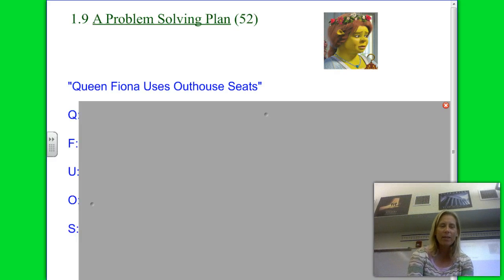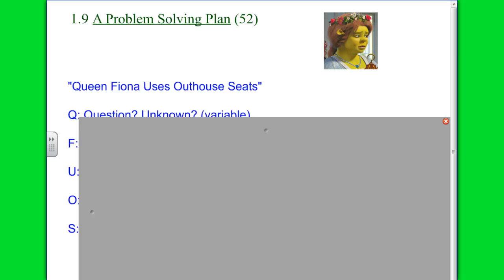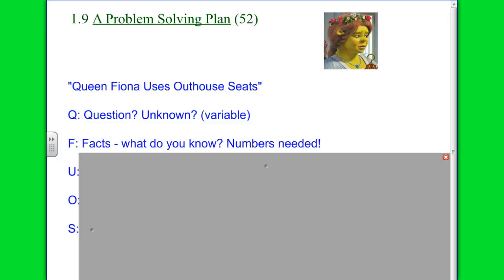Okay. So let's talk about this. Okay, Q stands for what is the question? And in algebra, or as we create the equation, that's our variable. That's what is unknown. We're trying to find that. So it is the variable. F stands for what are the facts. And we're talking about numbers that are needed to solve the problem. Not adjectives about the problem, numbers that are needed to solve.